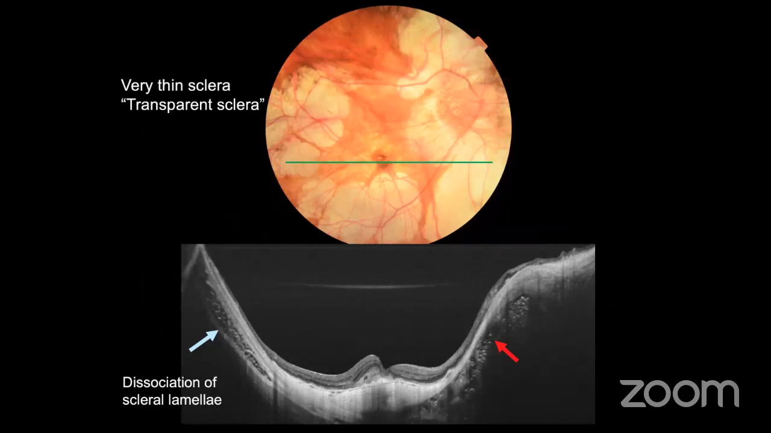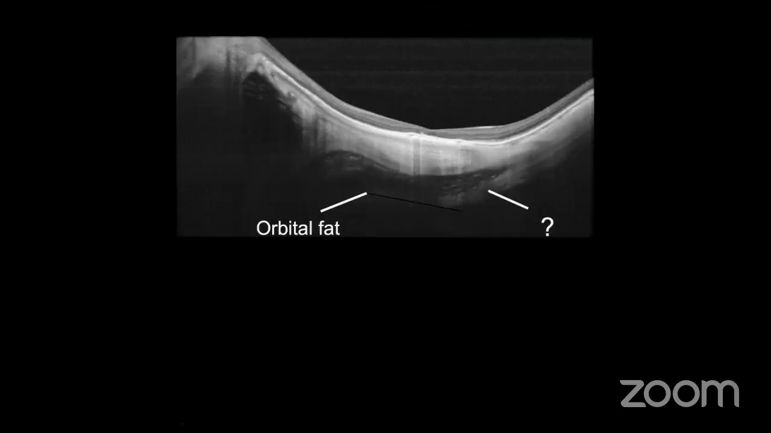In very advanced cases, sometimes we see what we call very thin sclera or transparent sclera. Like in this condition, even we can see the retroocular tissue, because the sclera is very thin, so it becomes transparent. And we can see there is significant dissociation of the scleral lamellae, especially at the borders of the staphyloma. Also, like in this case, we can see very thin retina.